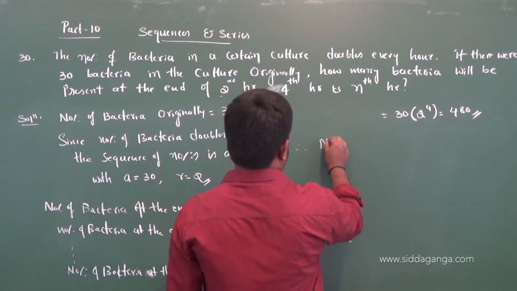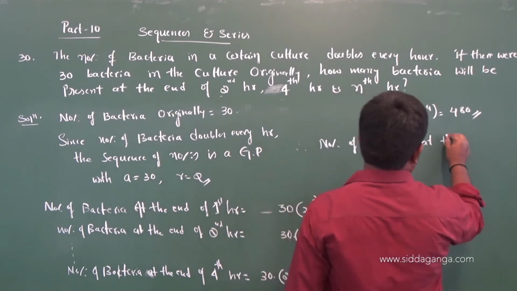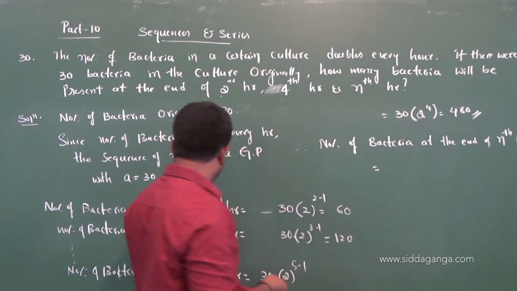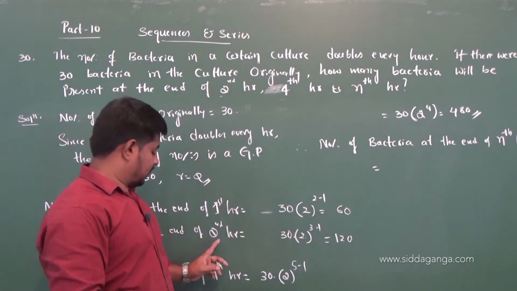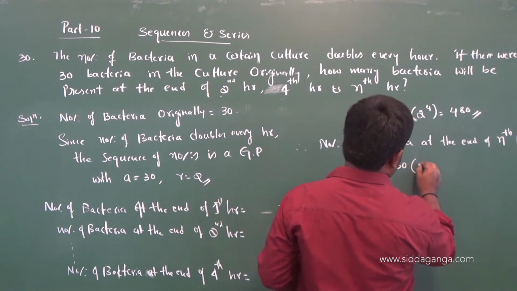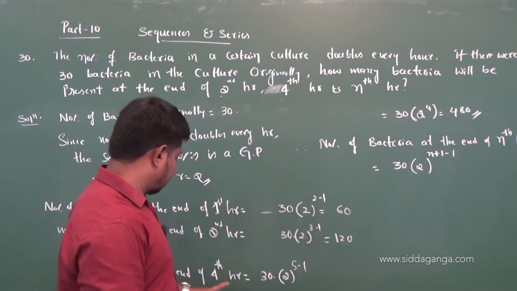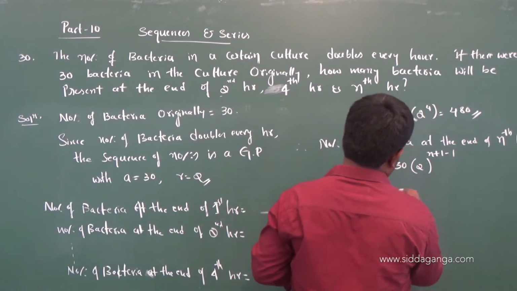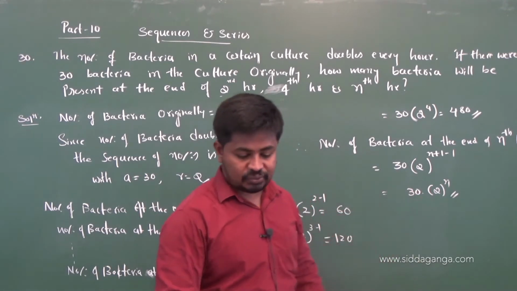Therefore, in the same way, the number of bacteria at the end of nth hour. Observe here, at the end of first hour you get the second term, at the end of second hour the third term, at the end of fourth hour the fifth term. So at the end of nth hour, the n plus 1 term, that is what you get: 30 into 2 power of n plus 1 minus 1, right? Because in the second term 3 minus 1, in the first hour 2 minus 1, in the fourth hour 5 minus 1. So in the same way, at the nth hour, n plus 1 minus 1, you get 30 into 2 power of n, which is the required answer. This is the number of bacteria at the end of nth hour. Once again, students, a simple one.